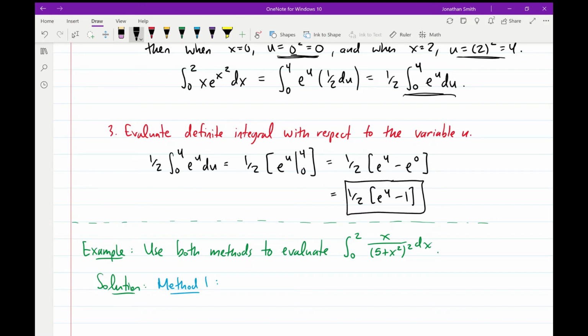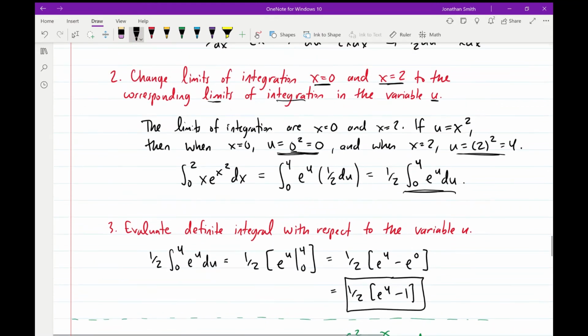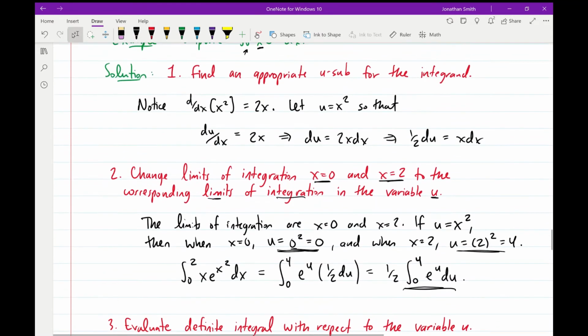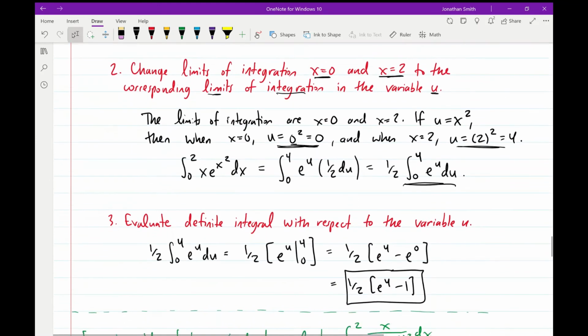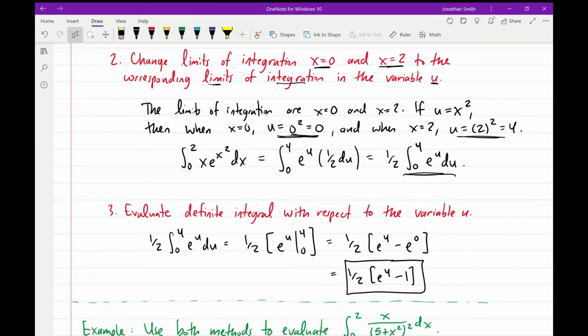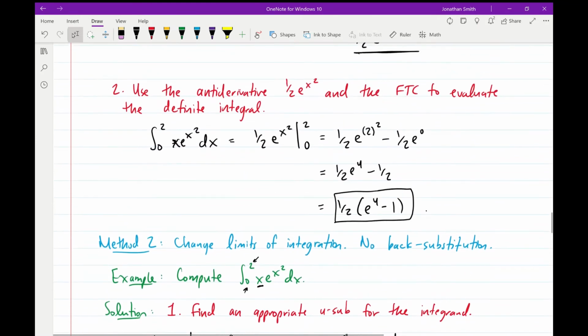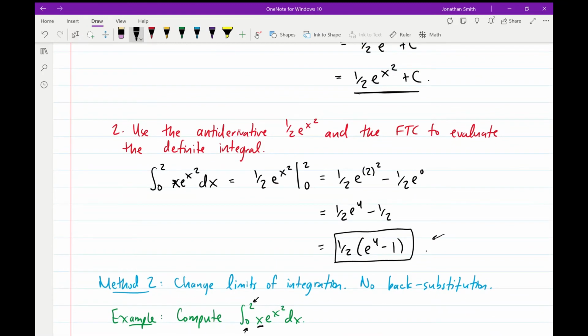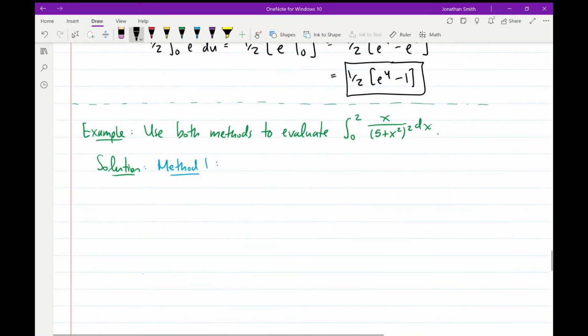So in this case, we never substituted back in for x with our expression in u. And notice that our answer we got, 1/2 times e to the 4 minus 1, is the same as the answer we got from the first method, 1/2 times e to the 4 minus 1.